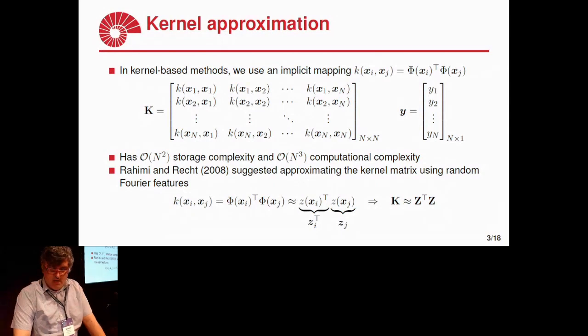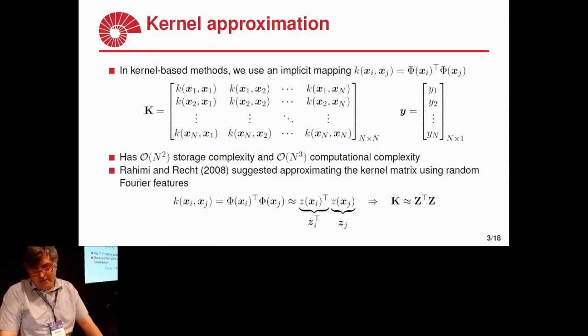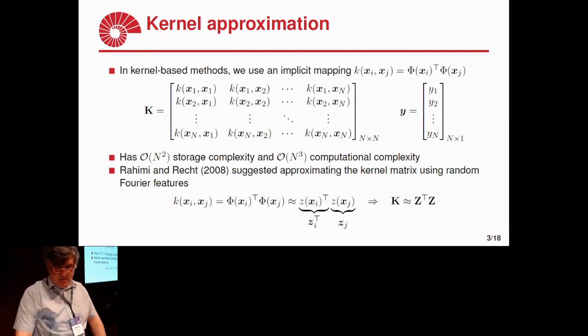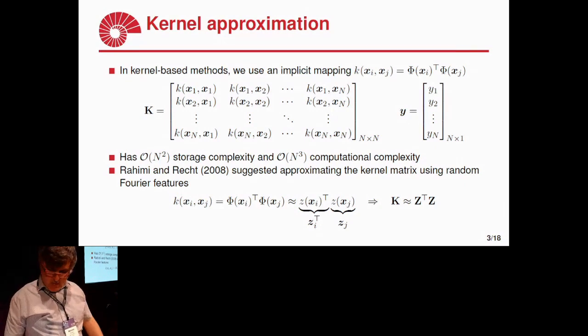So it has a very basic idea. Instead of calculating the kernel matrix explicitly, we transform our input data into another space, which we denote by Z, the Z matrix. And this Z matrix will be given to a linear algorithm, such as linear regression or logistic regression. And they showed empirically and also theoretically that if we use enough dimensions, we can approximate the original kernel machine.